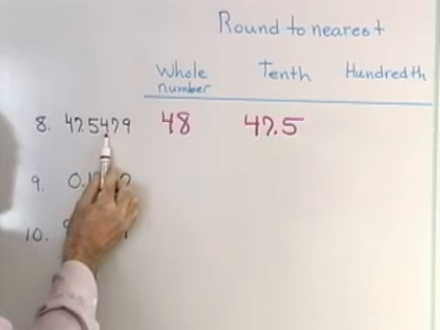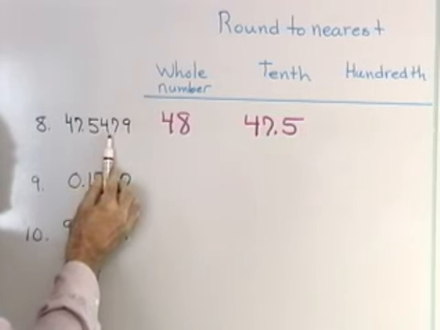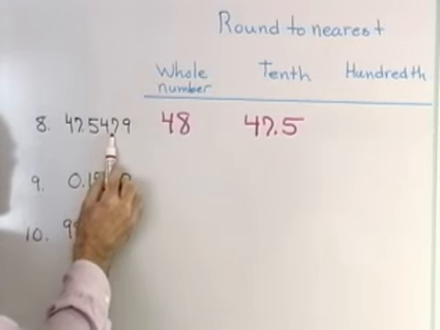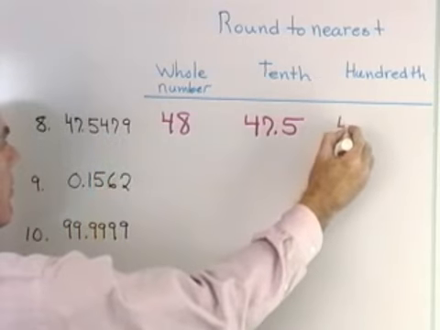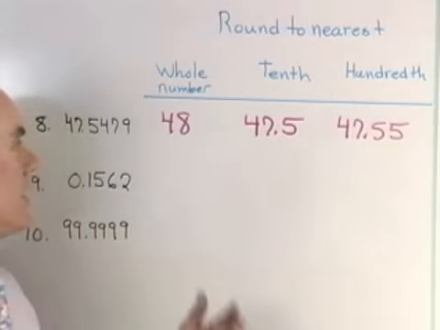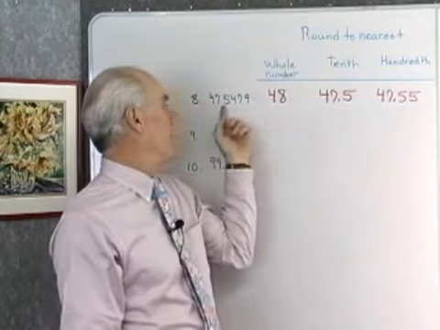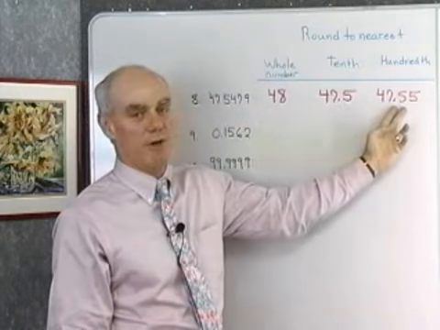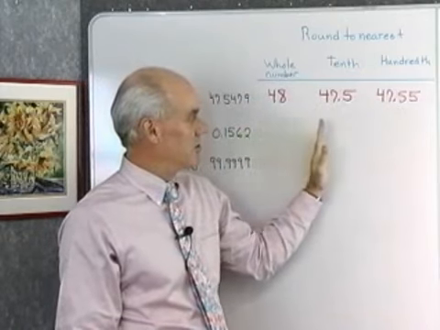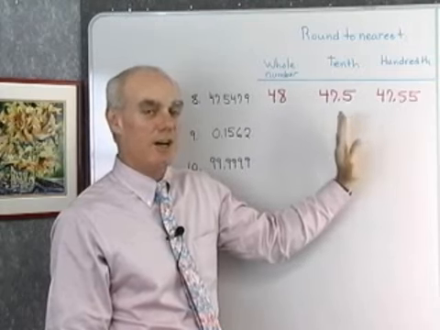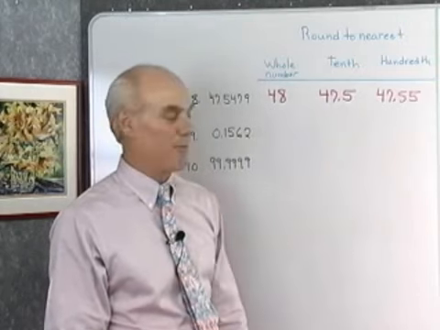To the nearest hundredth, I go to the hundredths column. That's this column right here where the 4 is. I go to the column just to its right. I find a 7. That's larger than 5, so I'm going to add 1 to this digit and then drop the rest of them. So 47.55. So here's the number 47.5479 rounded to the nearest whole number, tenth, and hundredth. So notice that any digits to the right of the decimal point that you normally would change to zeros when you round, what we do is simply drop them.